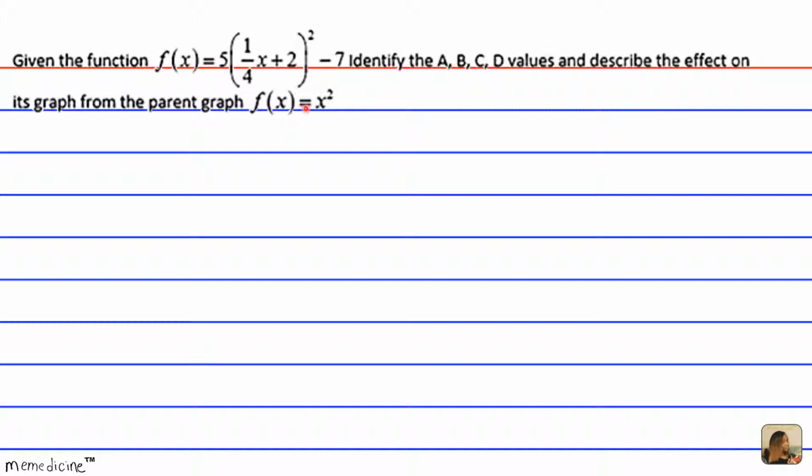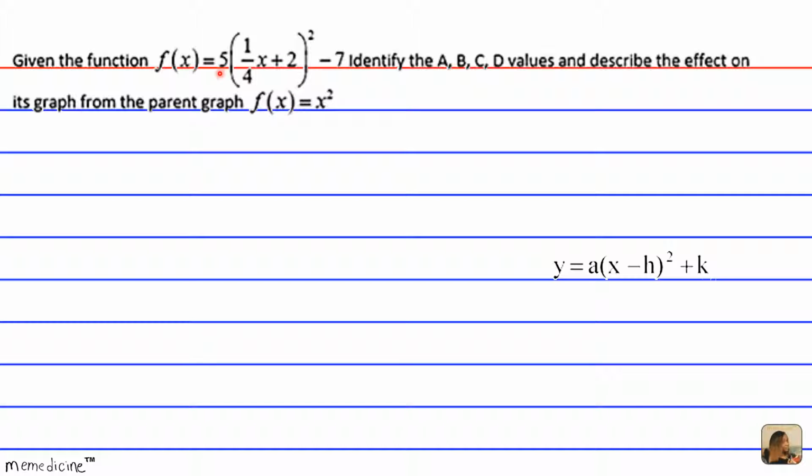So this is the original function, and here we have 4 different modifications: the 5, the 1/4, plus 2, and minus 7. Traveling from left to right, we're going to describe what each modification does to the parent graph x squared. First, note that this function is written in a special form called vertex form, because the vertex is denoted by (h, k). But the original vertex prior to modification was just at the origin, or (0, 0).